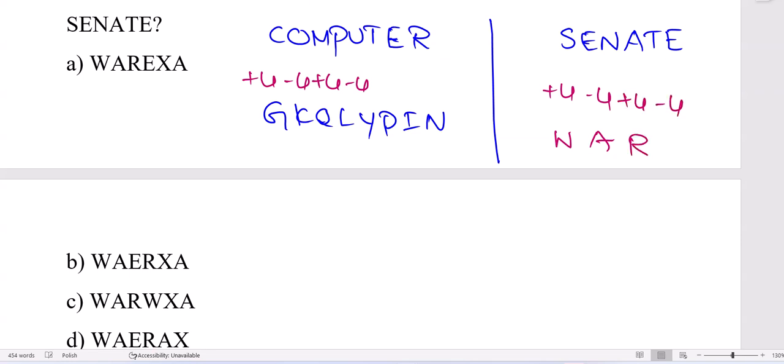N plus 4 is R. So the third letter is R, and that is there in only two options. It can be A or C. Now, very important is how to do A minus 4. So can anyone say what's the answer? A minus 4?